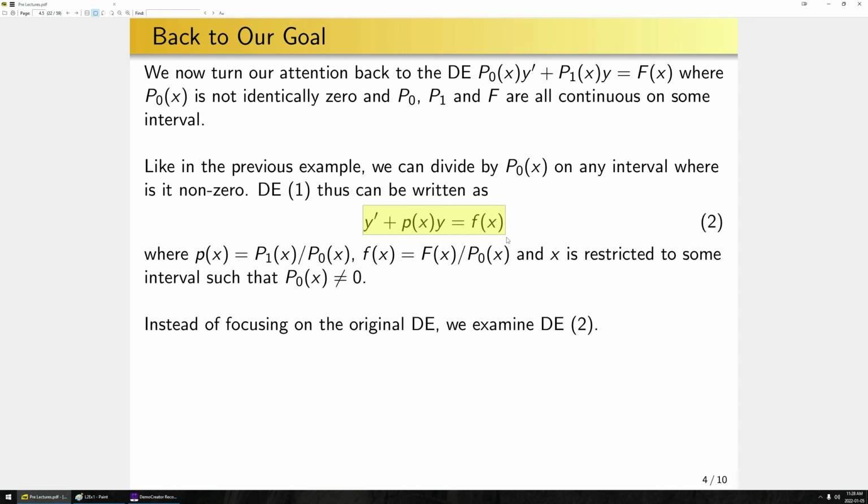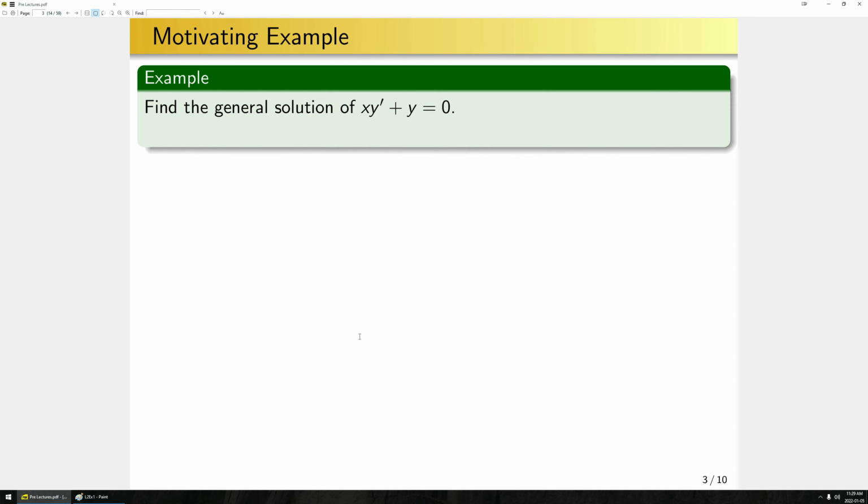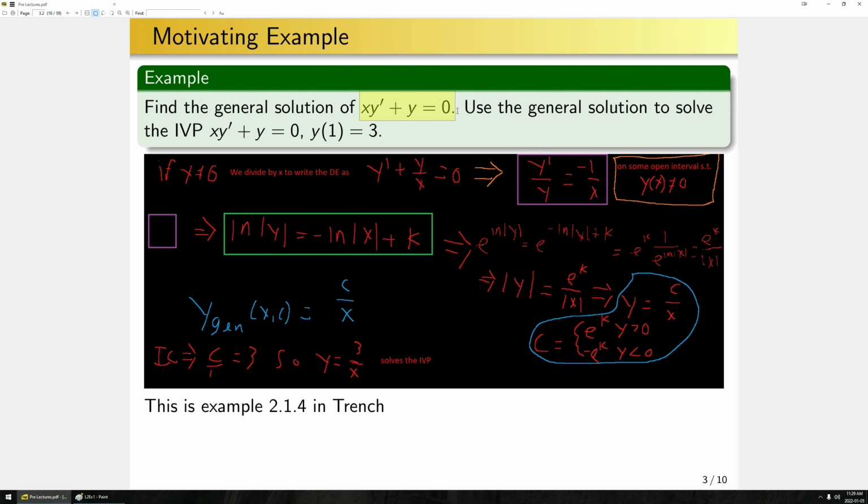That homogeneous version of this equation has a particular name. We call it the complementary equation. So explicitly, for any non-homogeneous ODE, the complementary equation will be the homogeneous version of that ODE. If I restrict our examination to this equation, it turns out that we can very quickly solve these types of equations. We did one example up here when I found the general solution by first dividing by x. And this solution method turns out to work in general for these types of equations.